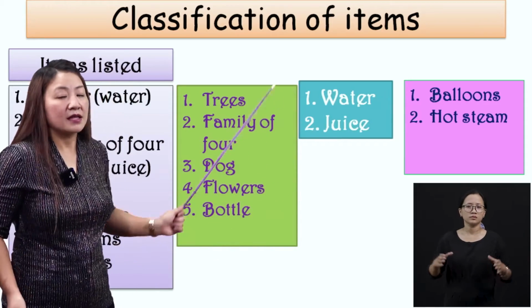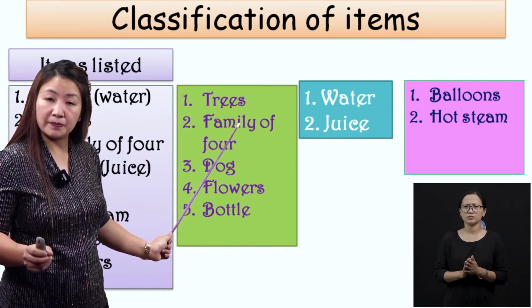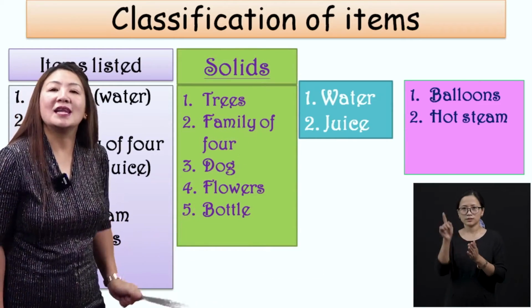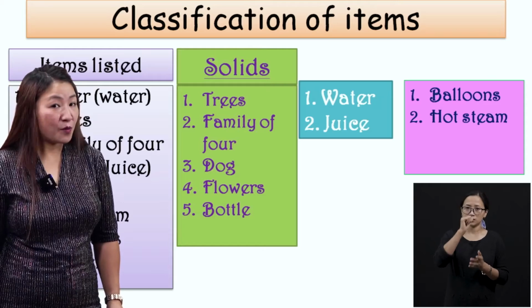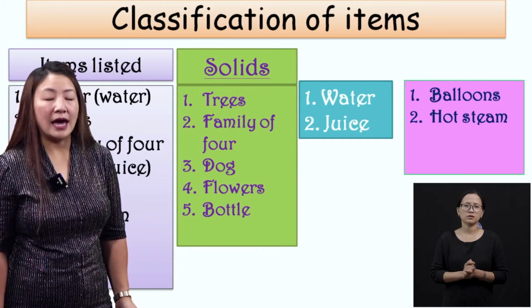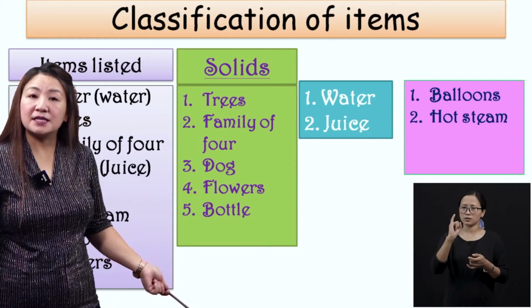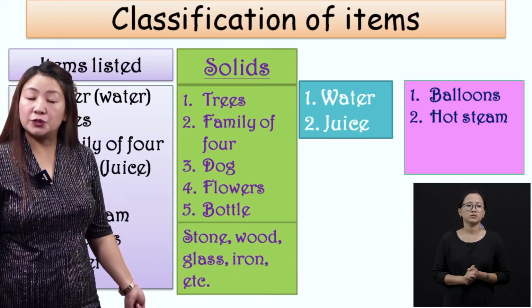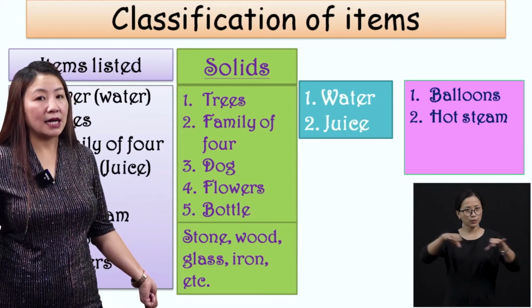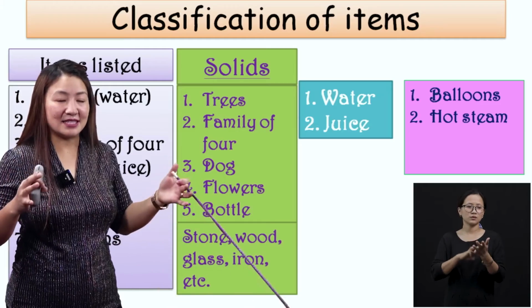So let us group. This group of items which have got a definite shape, they're known as solids. Yes. What are they called, children? Solids. S-O-L-I-D-S. Solids. The other examples of solids are stone, wood, glass, iron, etc. Okay? They are known as solids.